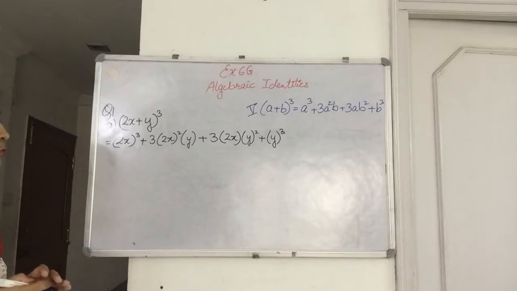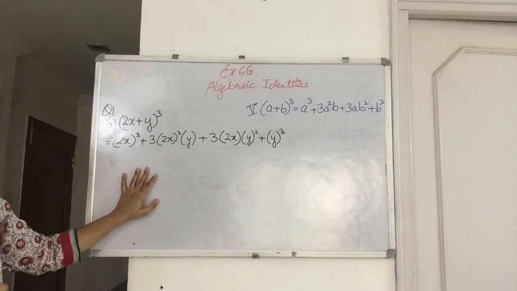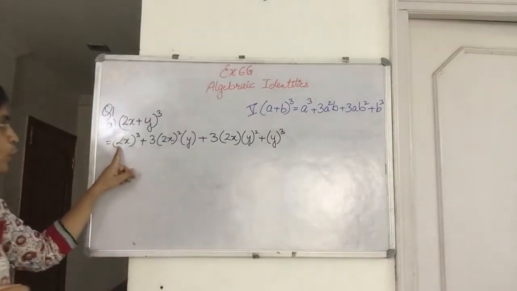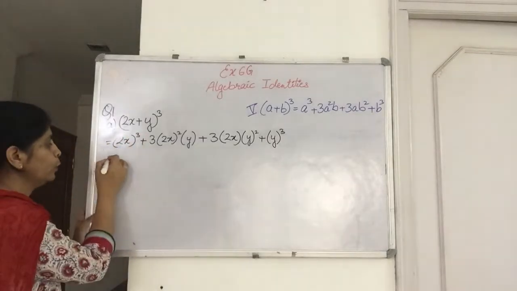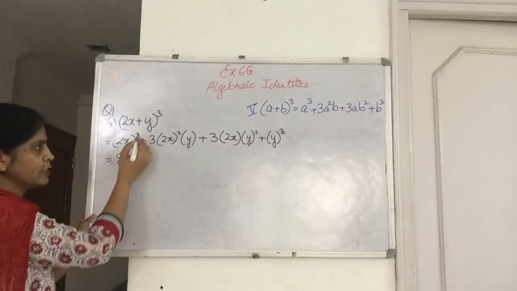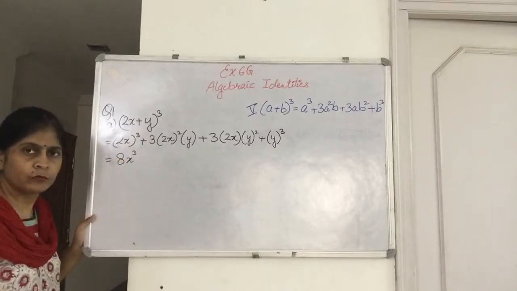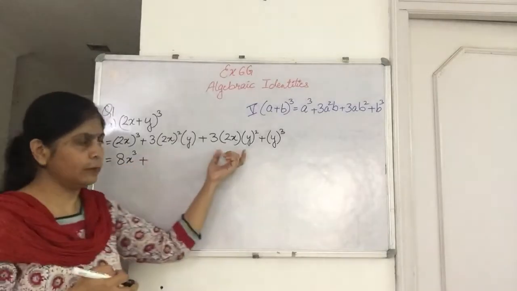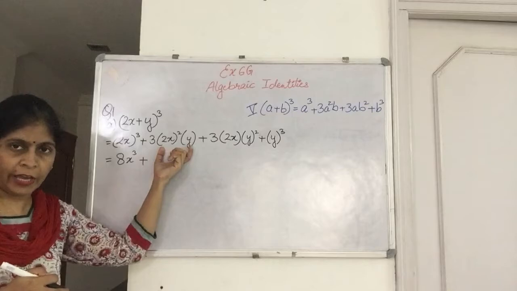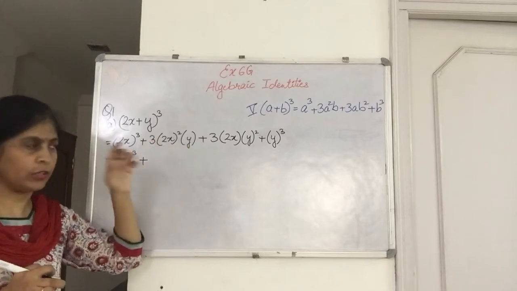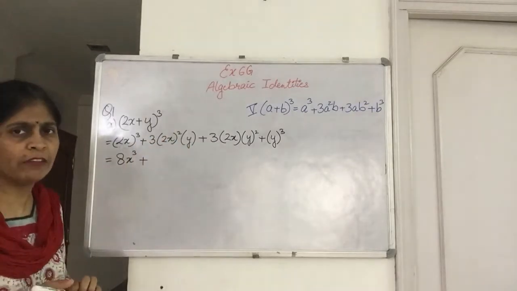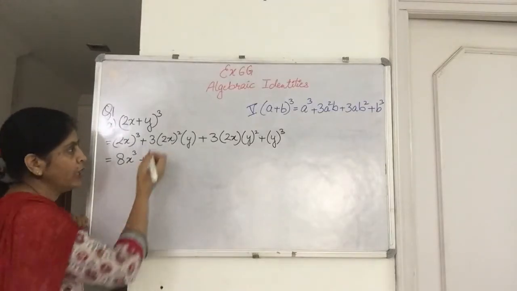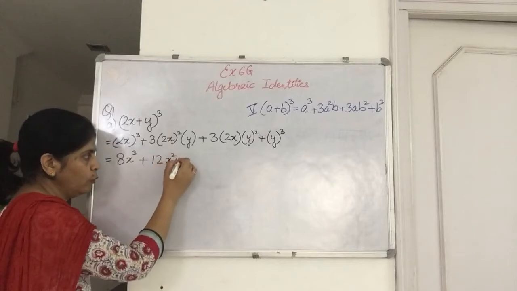This is the most important thing which students forget, and then they are not able to do the sums properly. Now 2 cube, 2 into 2 into 2, will become 8, x cube becomes x cube. In these cases, especially the middle term, first you simplify the bracket, then multiply by the coefficient. 2 square will be 4, 4 into 3, 12, x square y.